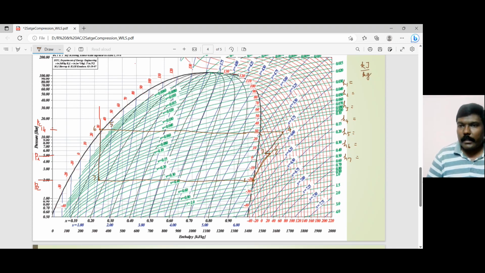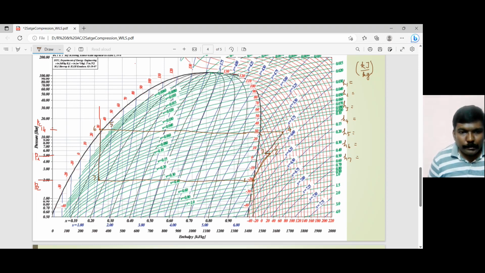Okay, because of the limited space that is available here, I am giving the common unit as kilojoule per kilogram, but as I always tell you, it's a good practice to write the units immediately after the value of H1 till H7. Okay, so how do you do that? So this is my point number 1. Drop a perpendicular from here. So that is going to give me the value of the enthalpy. Okay, so the value of enthalpy over here is 1400, and the value of enthalpy over here is 1500. So it is somewhere between 1400 and 1500.